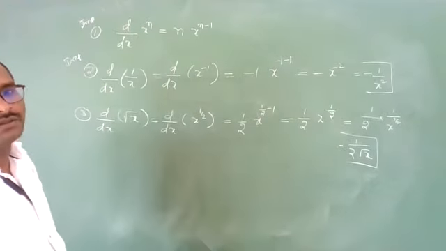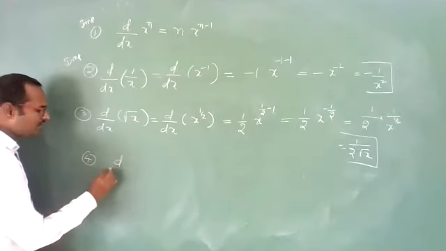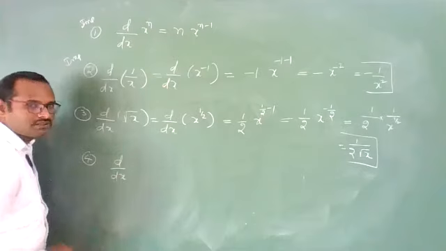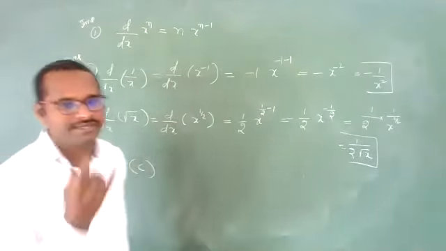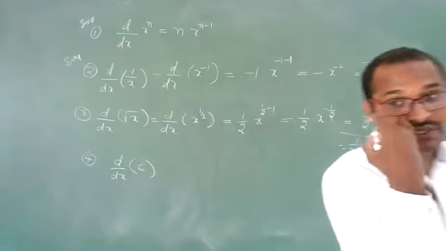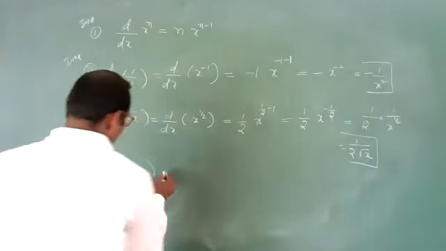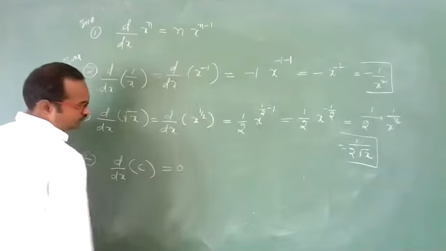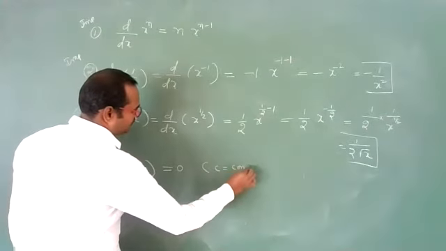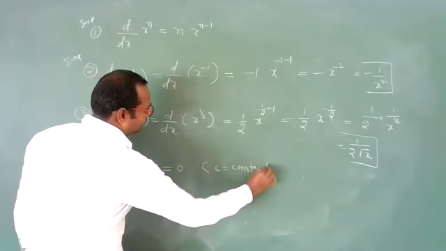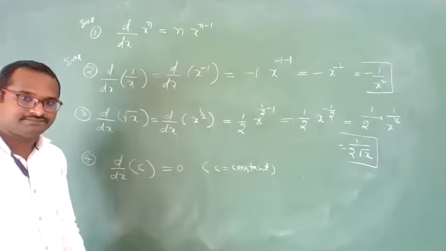Okay. Now one more important one. Whenever you are doing the differentiation of a constant term, here C stands for constant, let us suppose. Whenever you are taking the differentiation of a constant term, always you will get 0. Here C is equal to constant. Then differentiation of constant is 0 always. Remember this. Very important.